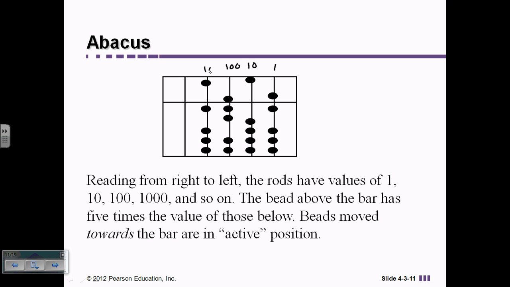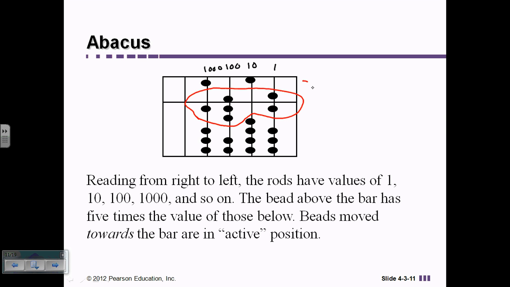and your thousands place. And you really need to focus your attention on this area here around the bar, because those are telling you which beads are active if they're moved towards the bar. If you want to think of it this way, if they have passed over the bar, then they have 5 times that value. If they have not passed over the bar, then they have 1 time.